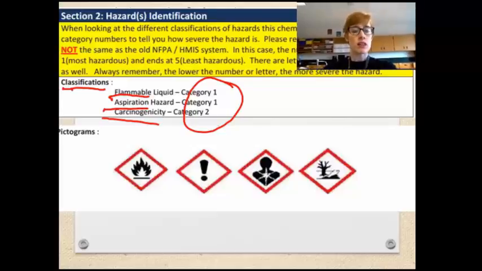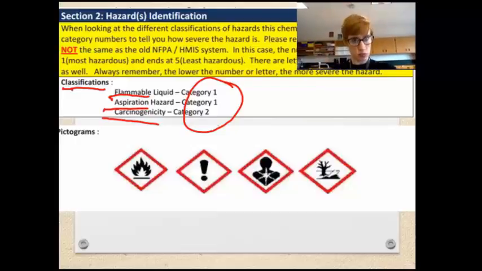So this chemical is highly flammable. It's a big hazard for breathing in. You don't want to do that. And then it could possibly cause cancer as a category 2.